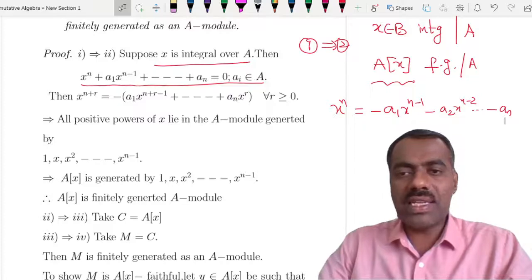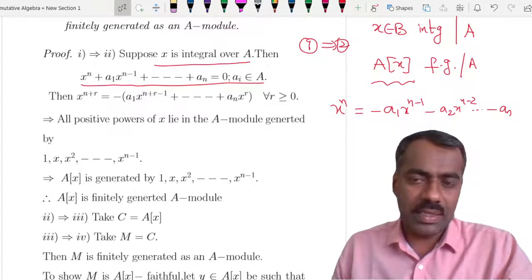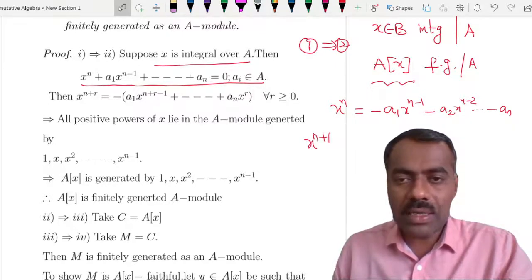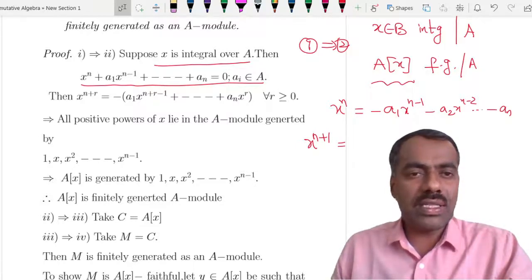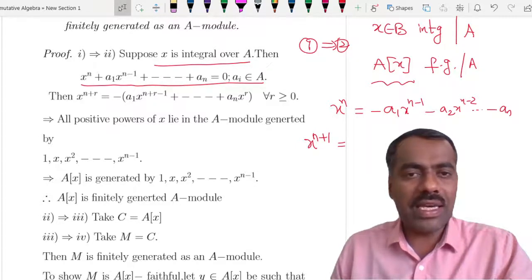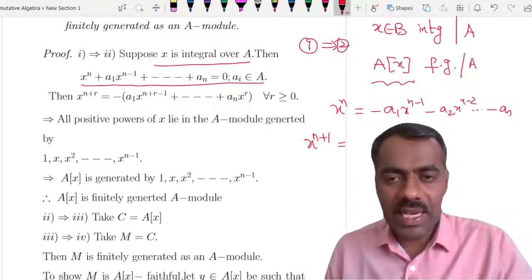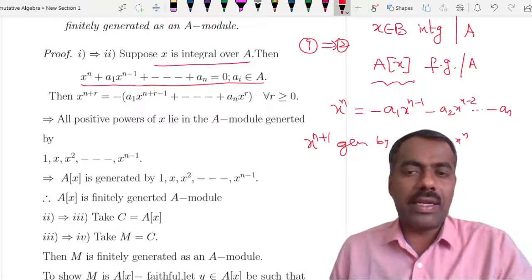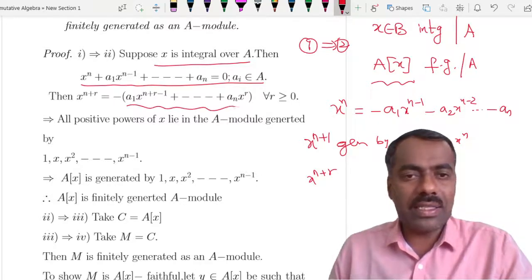So x^n is generated by x^(n-1) up to x^0, that is 1, x, x^2. Then x^(n+1), we can observe, can be generated using this: you just multiply by x here and take it here. So x^(n+1) is generated by x^2 up to x^n, right? Similarly, x^(n+r) is generated by these many elements.